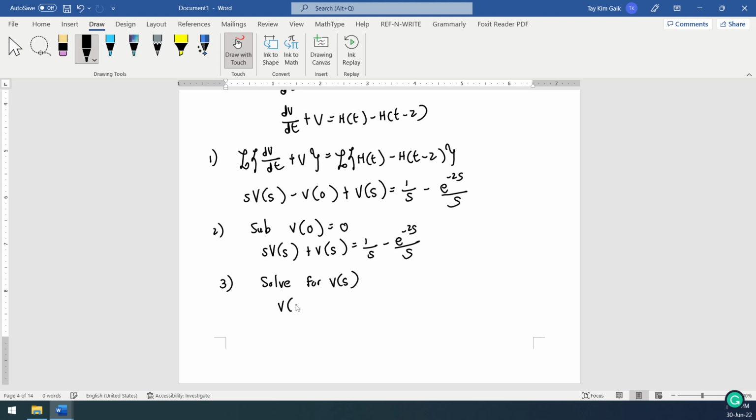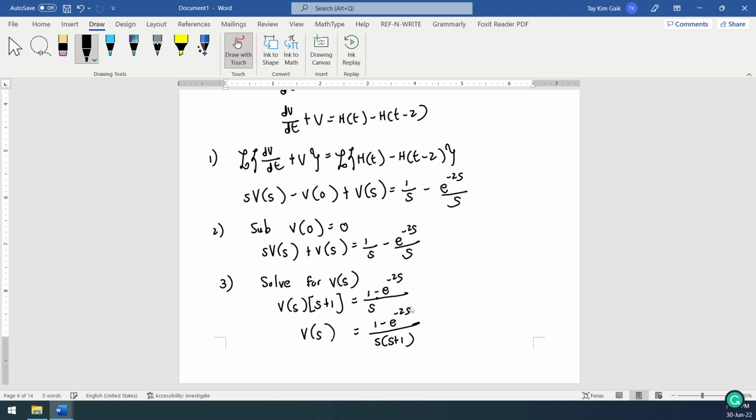So factor out V(s) on the left hand side. The first term we got is s, the second term 1. The terms without V(s) we bring to the right hand side. So 1 over s minus exponent negative 2s over s. So V(s) is actually 1 over s over s plus 1, minus exponent negative 2s over s over s plus 1.